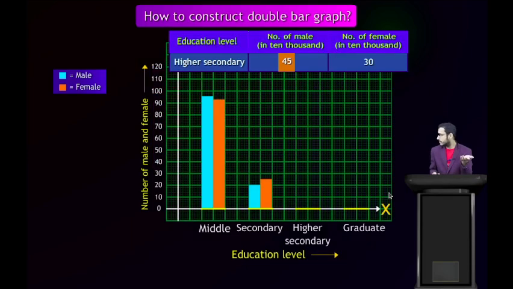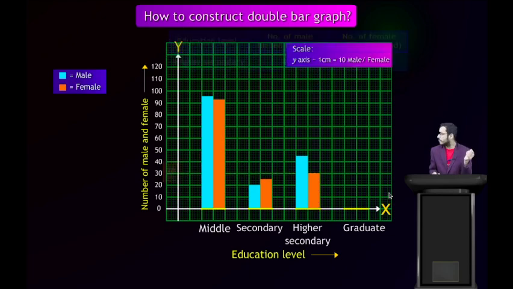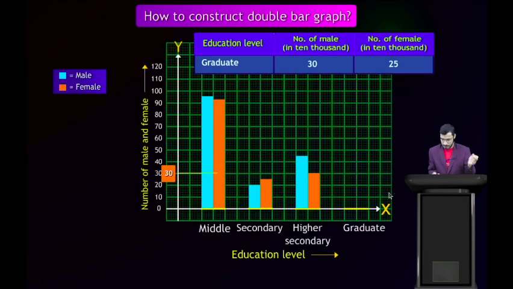So here the higher secondary level, you can see higher secondary 45 and 30. So we are drawing both the bars here. Now the graduate level, 30 and 25. So we are drawing 30 and 25 rectangular bars on the graduate level.